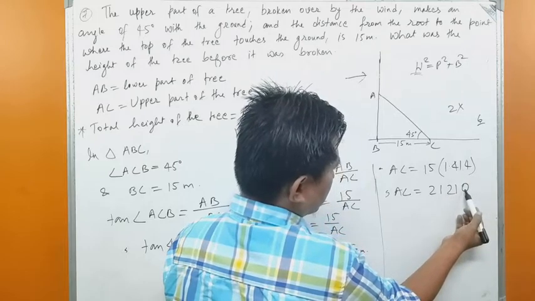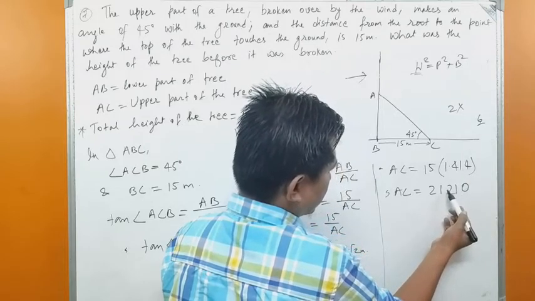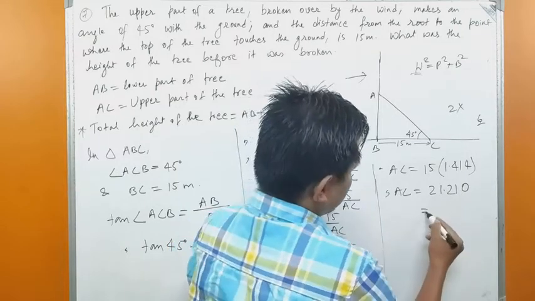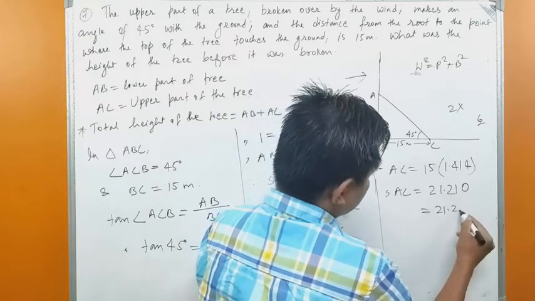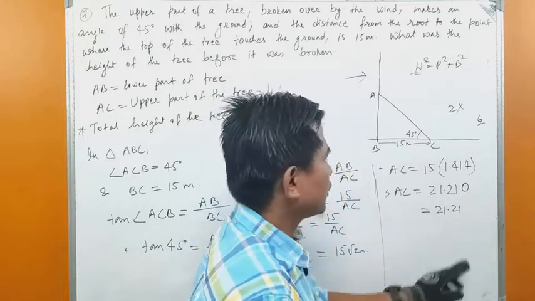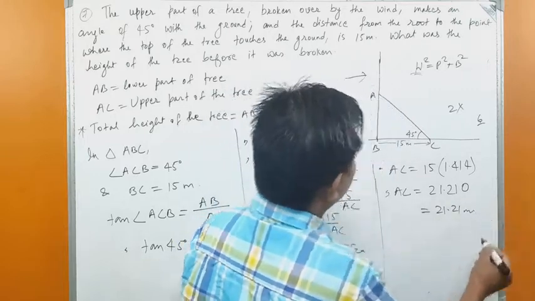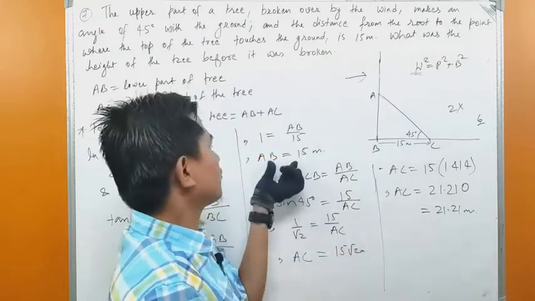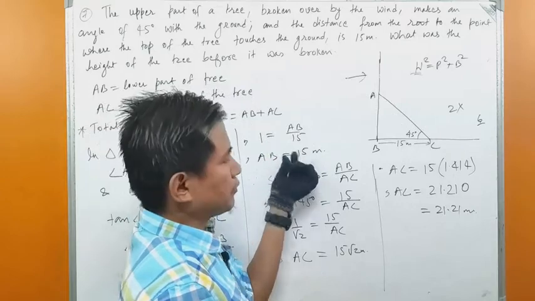We also put a decimal point before 3 digits, 1, 2 and 3. So this is 21.21, because 0 has no value after the decimal point, we don't write that. 21.21 meter is AC. We found the upper part of the tree, that is AC, 21.21, and the lower part of the tree, that is AB, that is 15 meter.